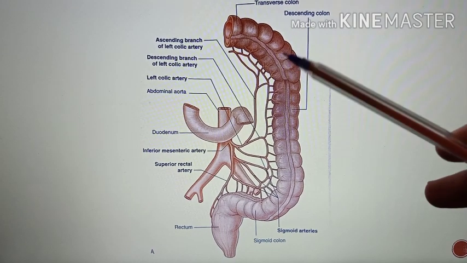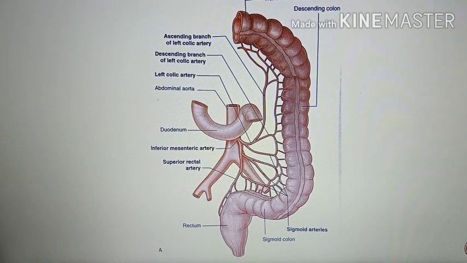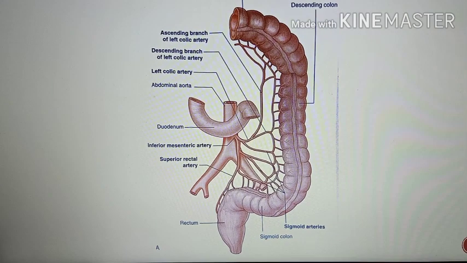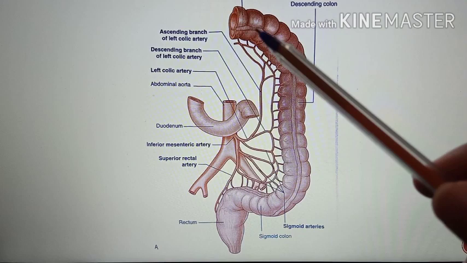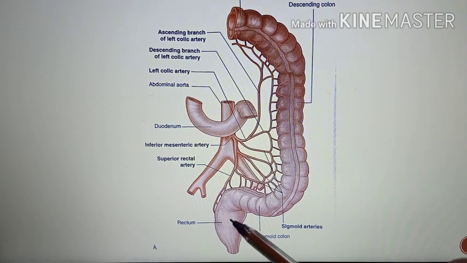The inferior mesenteric artery is the artery of the hindgut which arises at the level of L3 vertebra. The inferior mesenteric artery gives rise to left colic artery, sigmoidal arteries and it continues as the superior rectal artery. So in this diagram what you can see, inferior mesenteric artery, because it is the artery of hindgut, it supplies the structures derived from the hindgut. So they are the left 1/3 of transverse colon, then descending colon, sigmoid colon, rectum.